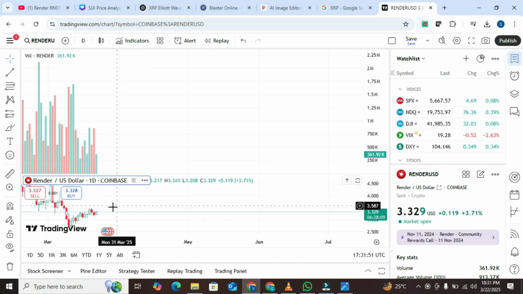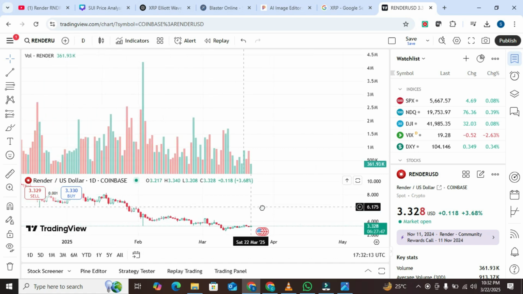On the downside, if RNDR drops below $2.84, it could signal a more bearish scenario, with the next main support at $2.33. Until we see a confirmed five-wave move up and a break above previous highs, the potential for another low remains. Overall, Render still has a bullish potential, but we need more confirmation before calling a trend reversal.